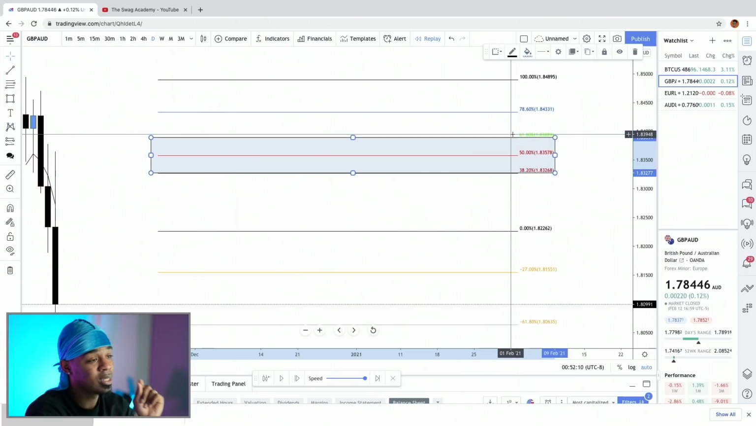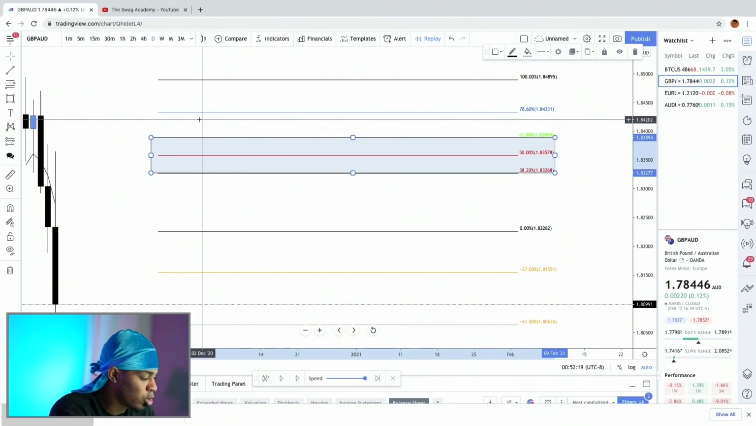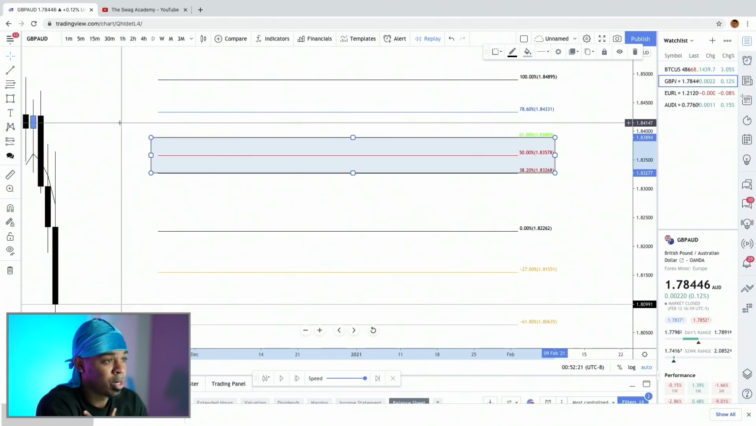Now, price can get to a 78.6. I would never say 78.6 is irrelevant, but I will talk more about that level later on in my points. But these three are the main areas that, in my experience, Fibonacci will retrace off of, bounce off of, and then get to the take profit area.